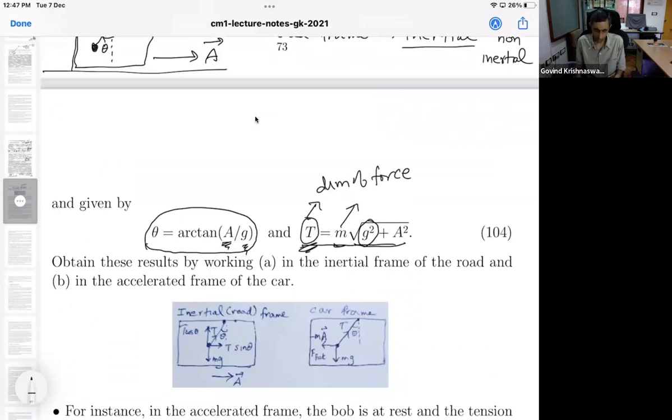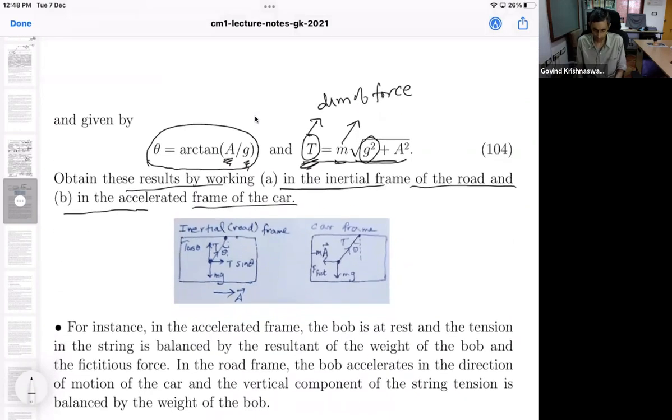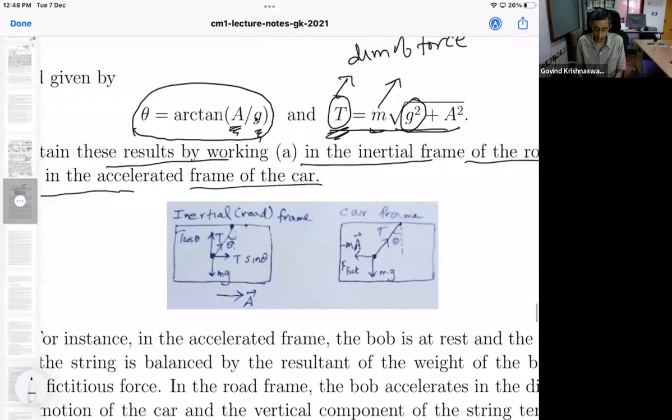That's fairly straightforward. So let us obtain these results in two ways: on the one hand, by working in the inertial frame of the road, and on the other hand, in the accelerated frame of the car. So what do we see in these two frames? Well, let us first look at the inertial frame of the road.